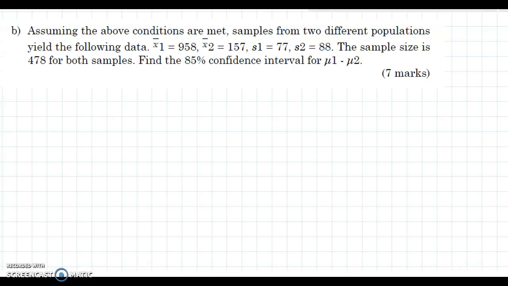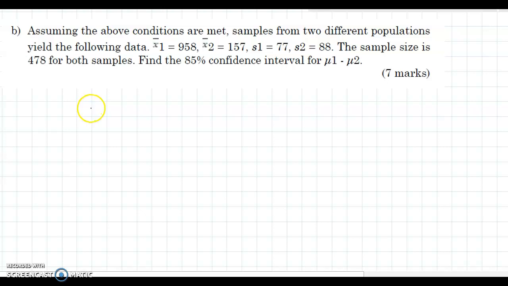Assuming the above conditions are met, which we did in the last video, samples from 2 different populations yield the following data. The sample size is the same for both samples. Find the 85% confidence interval. So let's have a go at this.